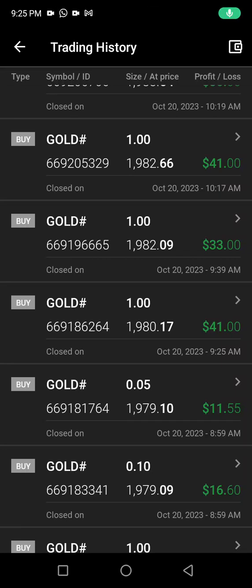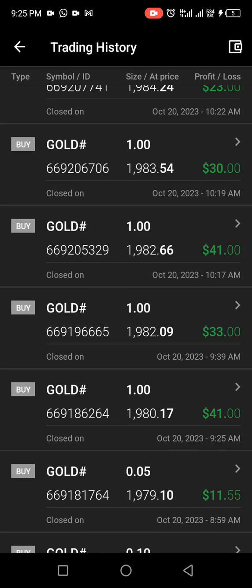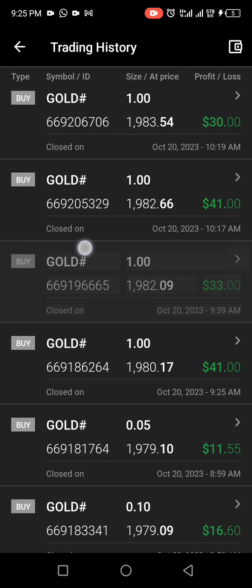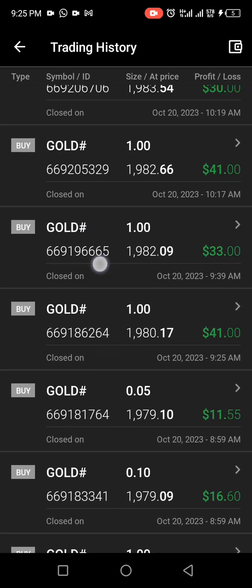Alright guys, I'm going to be showing you how you can be making money online just like this, trading gold. You can see my result, this is my trading history. This is massive, brother.